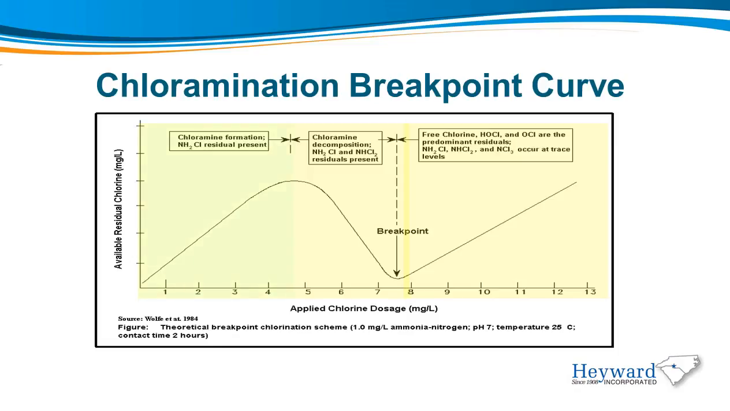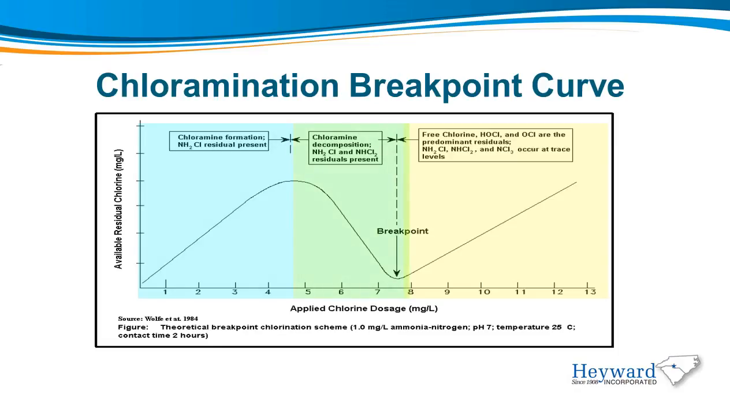On the left side of the curve, where the chlorine dosage begins, there is excess ammonia. The chlorine combines 1:1 with the ammonia to form monochloramine. This continues until all of the free ammonia is consumed. This happens at approximately a 5:1 weight ratio.